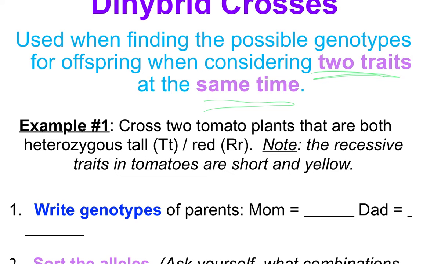So an example for number one would be if we want to cross two tomato plants that are both heterozygous for being tall. So hetero means that they're different. There's our genotype. Red, which means it is heterozygous for red. Note that the recessive traits in tomatoes are short and yellow. So our heterozygous tomato plant has one dominant trait and one recessive trait for tallness, and one dominant and one recessive trait for being red.